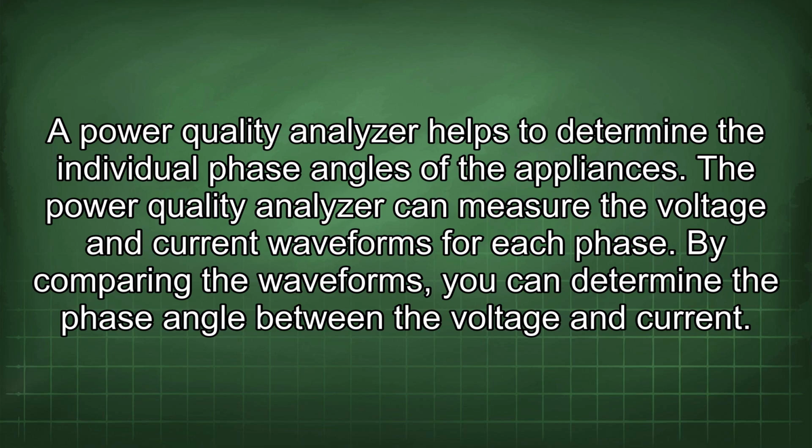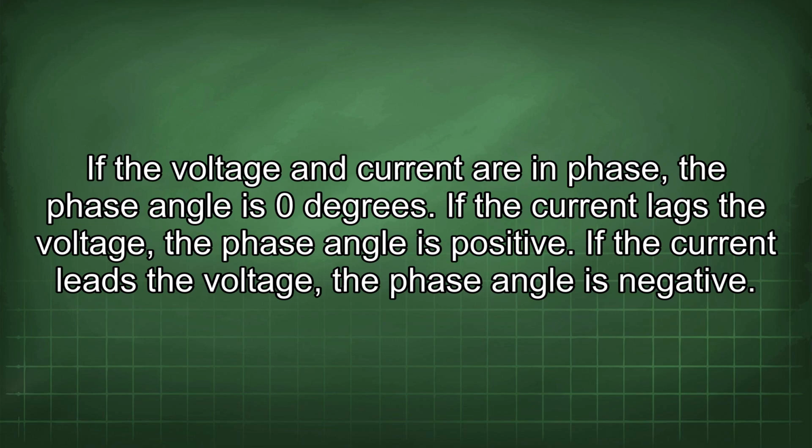A power quality analyzer helps to determine the individual phase angles of the appliances. The power quality analyzer can measure the voltage and current waveforms for each phase. By comparing the waveforms, you can determine the phase angle between the voltage and current. If the voltage and current are in phase, the phase angle is 0 degrees. If the current lags the voltage, the phase angle is positive. If the current leads the voltage, the phase angle is negative.